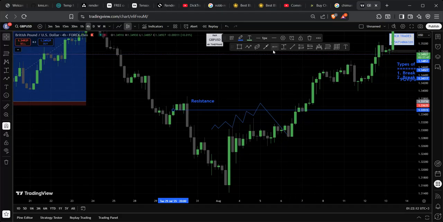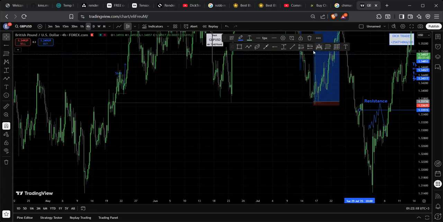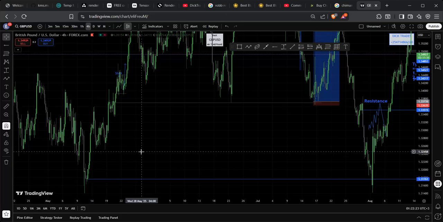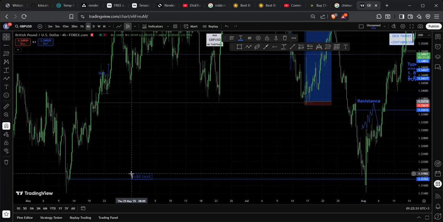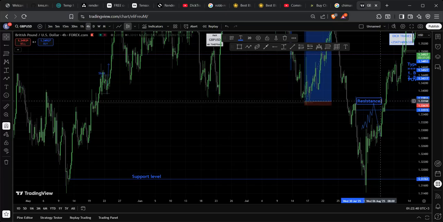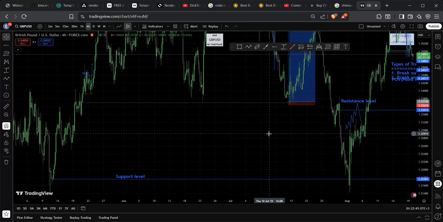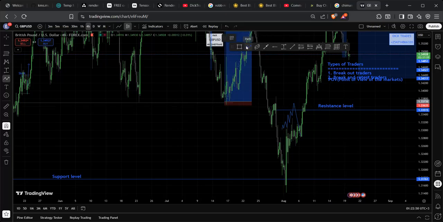And if it's on the downside like this one over here, this one over here can be classified as a support level. Now we have our resistance and we have our support. Since we have our basic levels over here, let me just do this. This is just for the beginners.